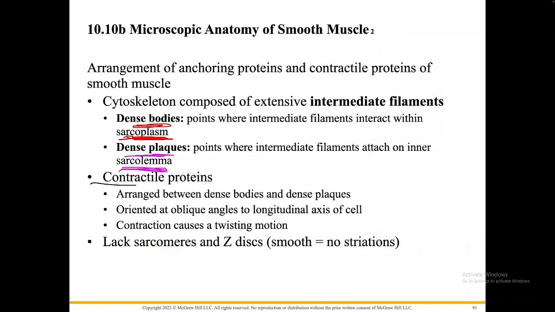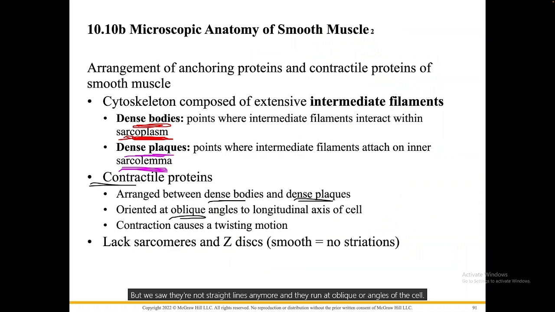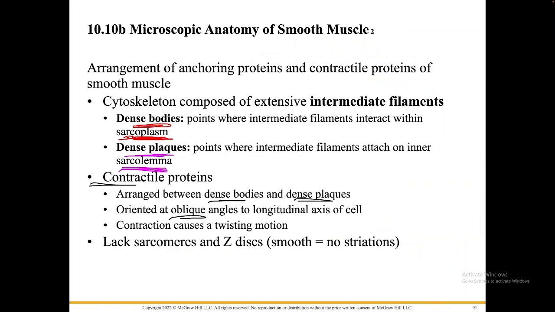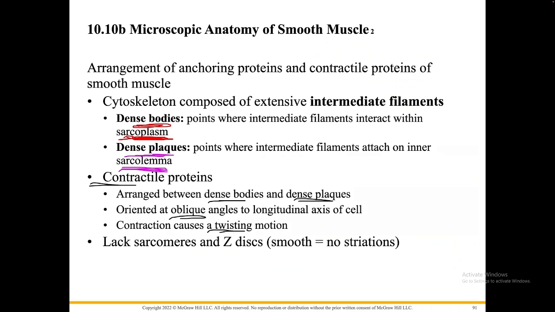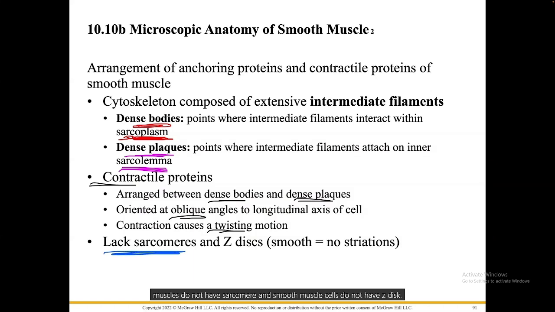Smooth muscle does still have those contractile proteins, remember those thin and thick filaments, and they attach to these dense bodies and dense plaques, but we saw they're not straight lines anymore. They run at oblique angles of the cell, and that's why when smooth muscle contracts, it kind of twists. Again, imagine you're trying to get all the fluid out of a towel, how you're kind of twisting it around. Some key things to make a note of: smooth muscles do not have sarcomeres, and smooth muscle cells do not have Z-discs. That's why there's no striations. Smooth is smooth. Voluntary muscle had these striations that would feel kind of rough.